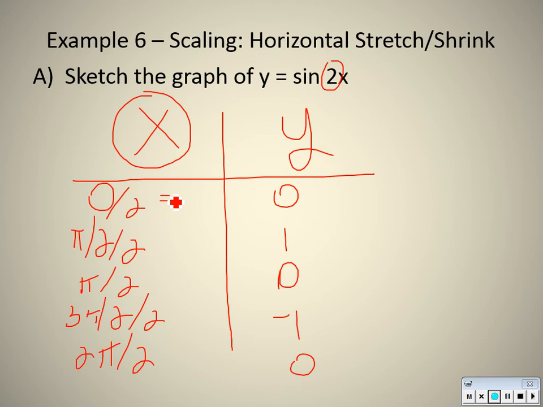So when I do 0 divided by 2, I get 0. Pi over 2 divided by 2 is pi over 4. Pi divided by 2 is just pi over 2. 3 pi over 2 divided by 2 is 3 pi over 4. And then finally 2 pi divided by 2 is just pi. So those are the values that I get.